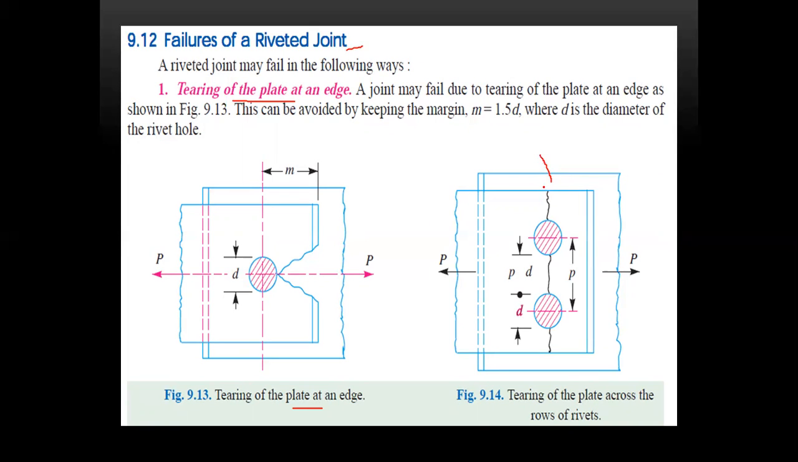See here, the black colored portion is the rivets. The cross section will be shown. So there is plate 1 and plate 2. Now this is the diameter of the rivet, and this is the margin of the rivet. So only near the margin we are getting this tearing operation. A joint may fail due to the tearing of the plate at the edge as shown in the figure. This can be avoided by keeping the margin m equal to, to avoid tearing, the margin should be 1.5 d.